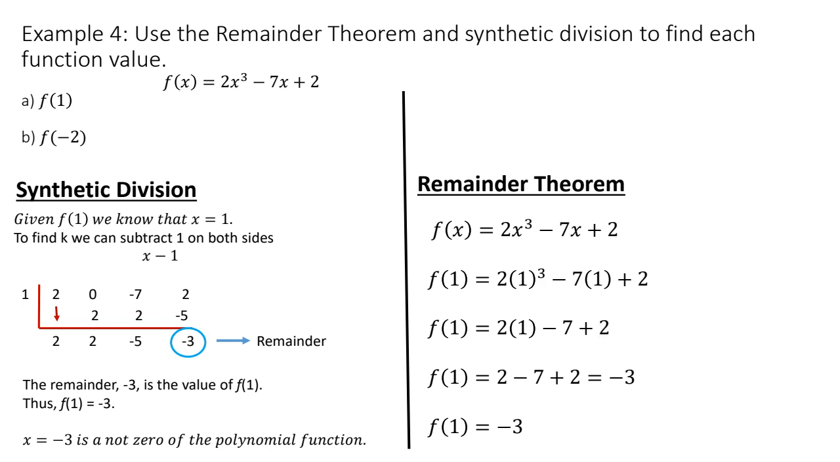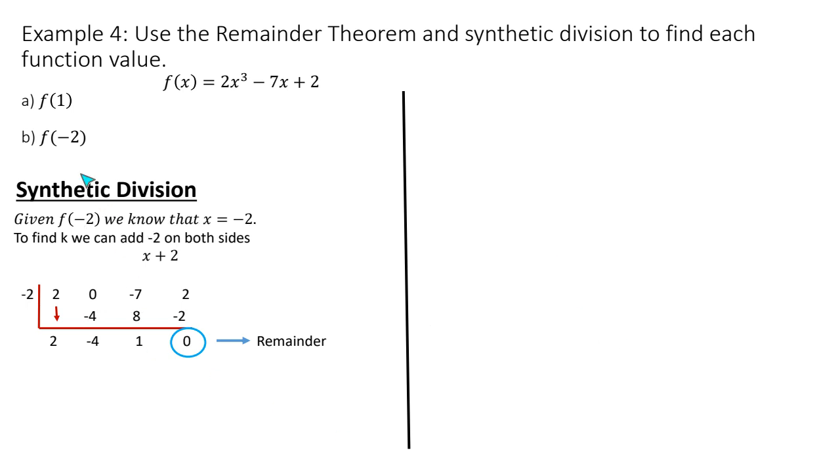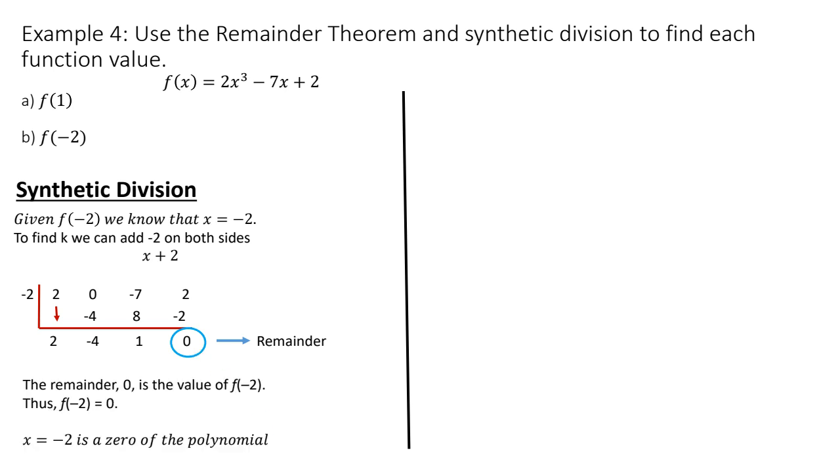Okay, so let's try -2. For -2, that's my k. If I do synthetic division, I end up with a 0, which is awesome. Again, we'll tell you why it's awesome in a little bit. But since we got a 0 here, then -2 is going to be a 0. So what exactly does that mean?